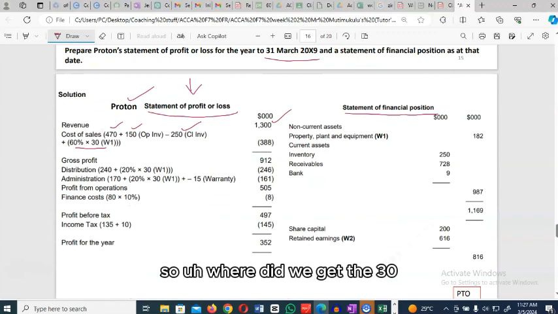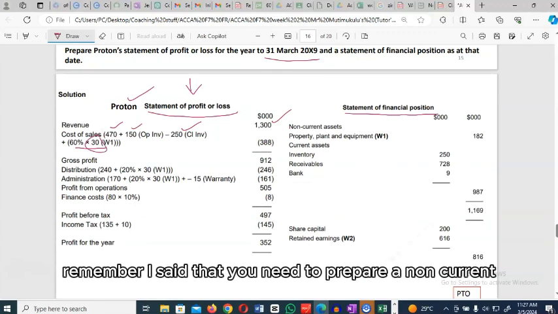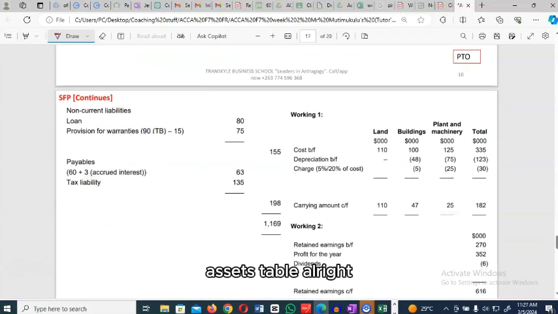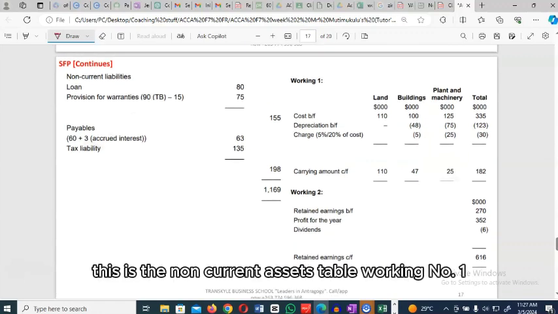So where did we get the 30? 60% multiplied by 30. Remember, I said that you need to prepare a non-current assets table, the non-current assets working. This is the non-current assets table, working number 1.